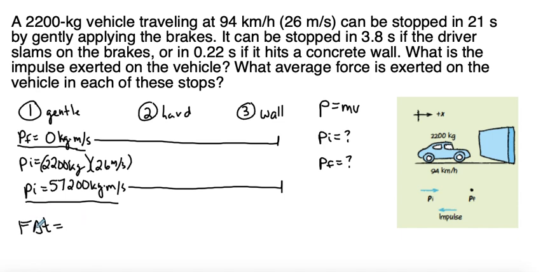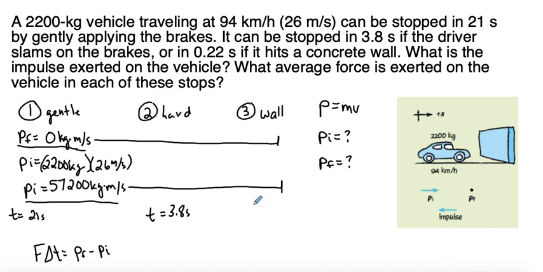Looking back here, let's write our equation. Our impulse momentum theorem is force times delta t equals our change in momentum, and change in momentum is final momentum minus initial momentum. We have our times for each of these scenarios, so we'll write that time down for each one, so we have something to plug in. For scenario 1, it takes 21 seconds to stop. For scenario 2, it takes 3.8 seconds to stop.